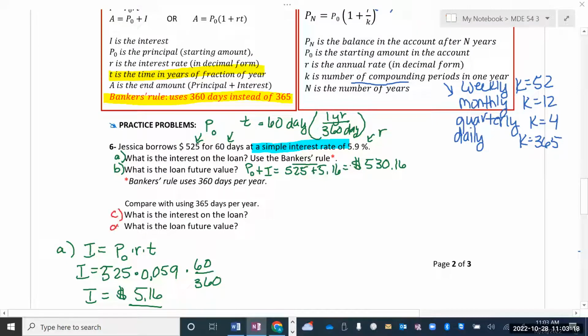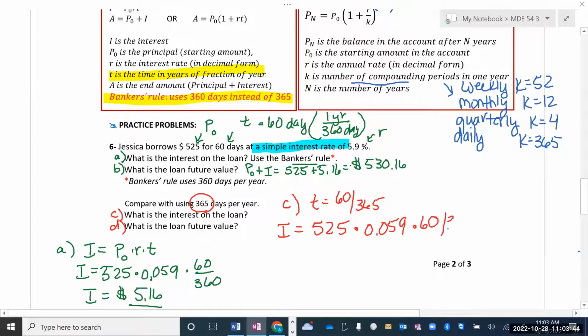Then we're going to change it. What's the interest and future value if we use the 365? This was the banker's rule. Now let's change it. What's going to change is your T. So T is now 60 over 365. The rest is the same. P0 times the rate times 60 divided by 365 is now $5.09. So you owe less interest.